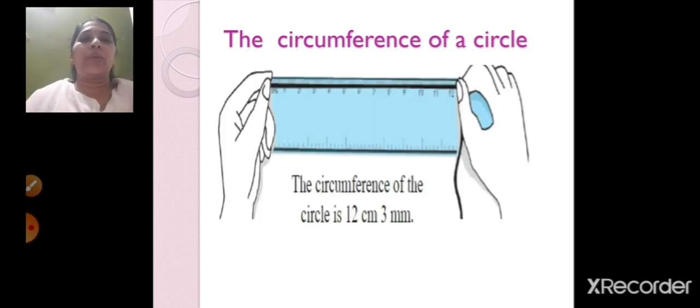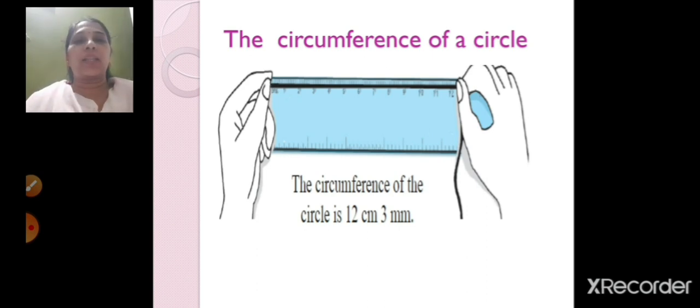Now you are going to take that thread and keep it on the scale, and after keeping it on the scale you will measure how much is the circumference of that circular object. So now that circular object's circumference is 12 centimeter 3 millimeter, right? So I hope students you have understood how to find out the circumference of a circle.